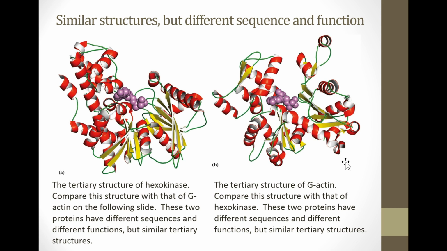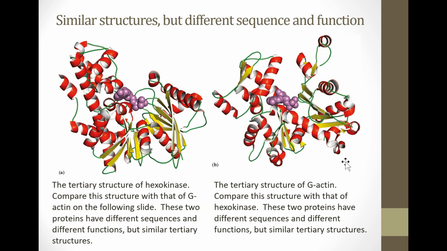Another example is how you can have very similar tertiary structure, although you have a totally different sequence with very little sequence homology, and have different function because of that. This is a really interesting example of hexokinase compared to G-actin. And if you look at these, you see a lot of homology with the tertiary structure. You see a lot of homology with how the secondary structures are arranged, but there's very limited homology at the primary level, and the functions are totally different.